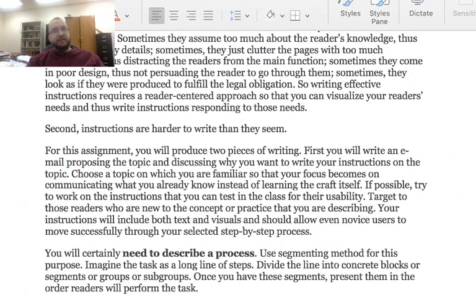But the first thing that I'm going to ask is that you send me an email proposing a topic to me. Maybe explain to me what it is you want to do, how many steps you see taking place in this process, and that's it. And I'll pretty much send you an email back saying, yes, go for it, sounds good. Or maybe you're doing a little too much, maybe you're not doing enough. So that's basically the purpose of the email.